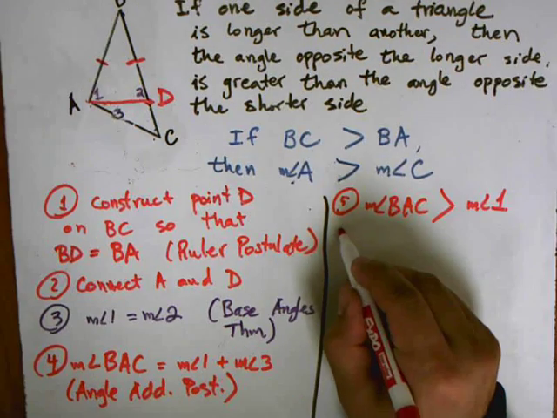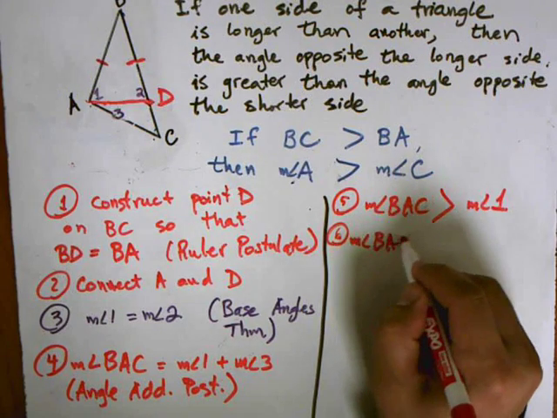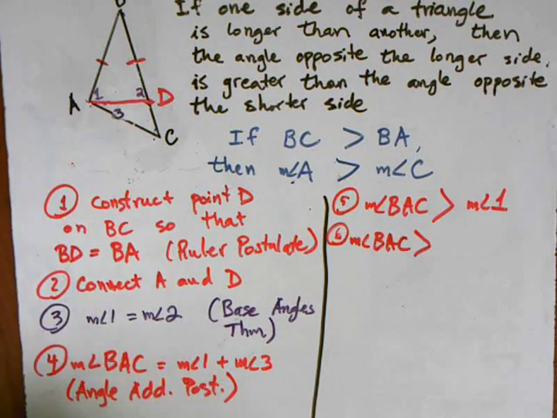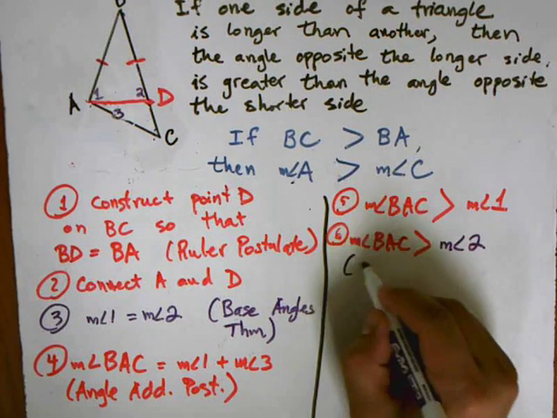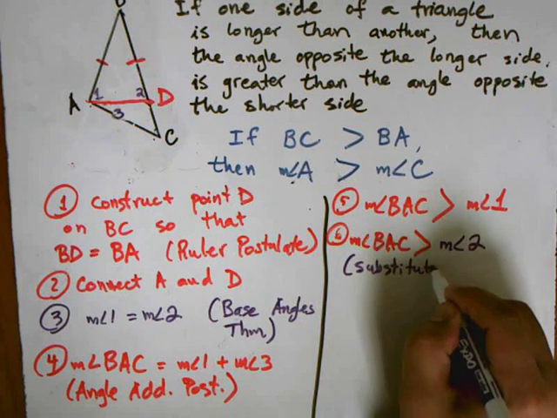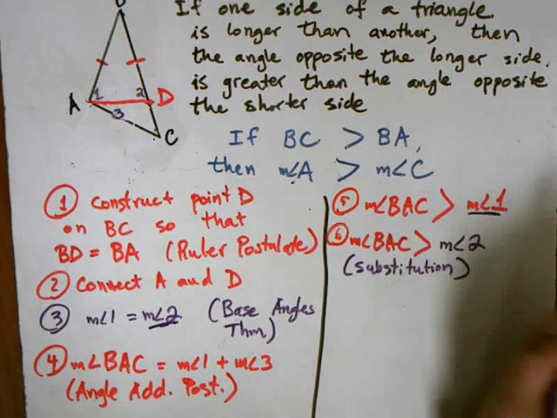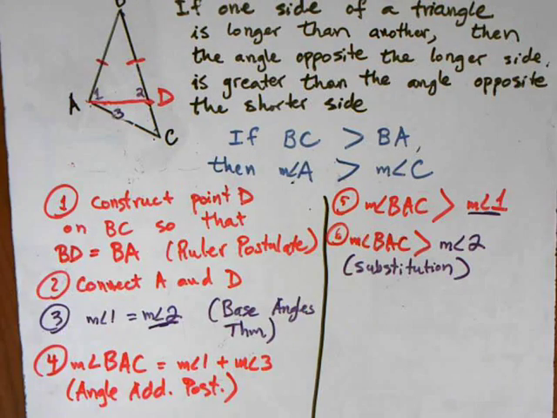Well, actually, I'm going to take this one step further, and I'm going to say that the measure of angle BAC is also greater than the measure of angle 2. So that's going to be very important to me. Okay, so this is greater than the measure of angle 2, and my reasoning here is substitution. 2 and 1 are congruent, so I can take 2 and substitute in here for 1 and say that BAC is greater than the measure of angle 2.